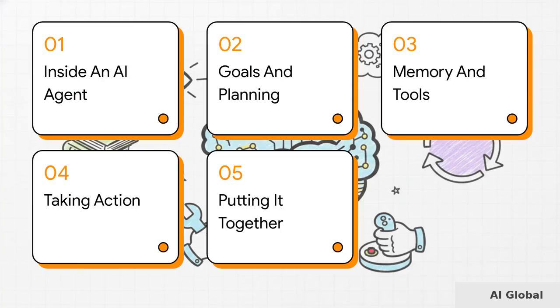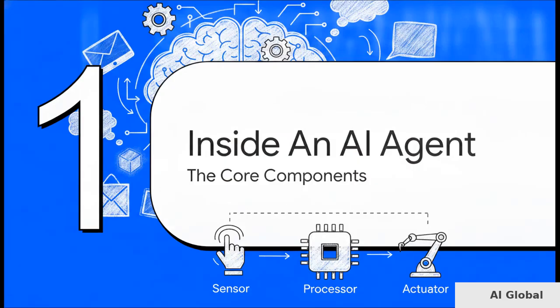Here's our roadmap for this explainer. First, inside an AI agent. Second, goals and planning. Third, memory and tools. Fourth, taking action. And finally, putting it all together. Let's dive in. Section 1. Inside an AI agent. Let's look at the core components.